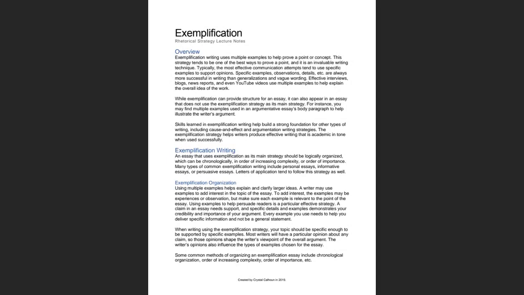Using examples to help persuade readers is a particularly effective strategy. A claim in an essay needs support, and specific details and examples demonstrate your credibility and the importance of your argument. Every example you use needs to help you deliver specific information and not be a general statement. When writing using the exemplification strategy, your topic should be specific enough to be supported by specific examples. Most writers will have a particular opinion about any claim, so these opinions shape the writer's viewpoint of the overall argument. The writer's opinions also influence the types of examples chosen for the essay. Some common methods of organizing an exemplification essay include chronological order, complexity, importance, etc.